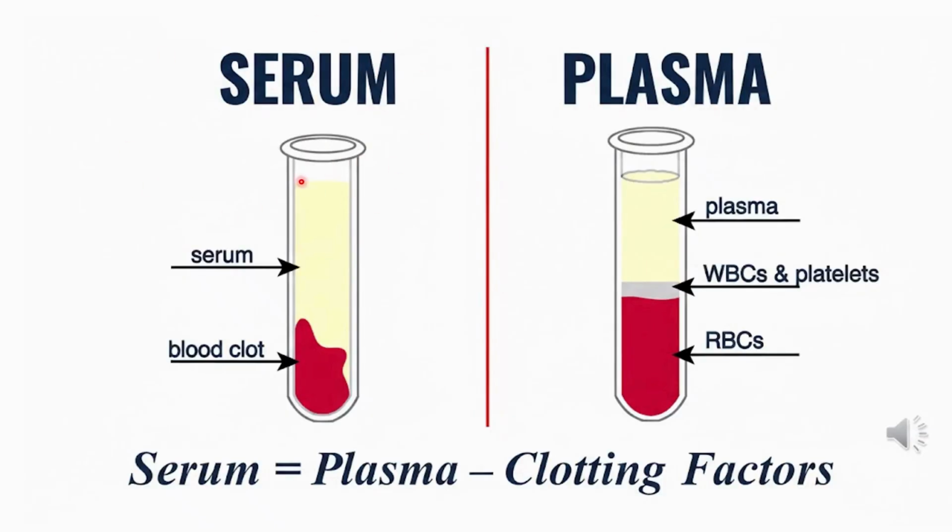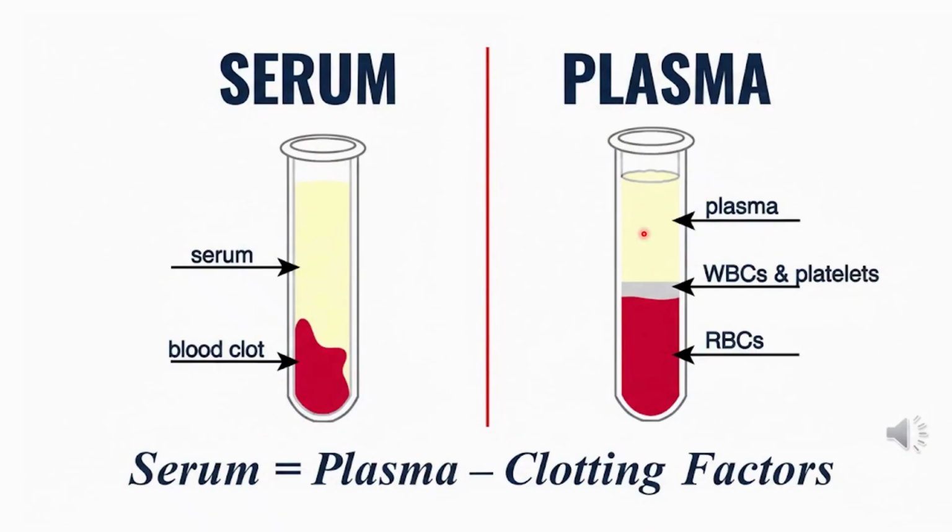This diagram illustrates the difference between the serum and the plasma. On the left is serum. When the blood is collected in a plain tube without anticoagulant, that is the red-capped Vacutainer, then it is allowed to clot. After centrifugation, the liquid portion that remains above the clot is called serum. The serum does not contain any clotting factors because they are consumed during the clotting process.